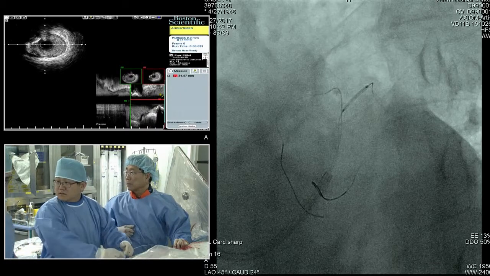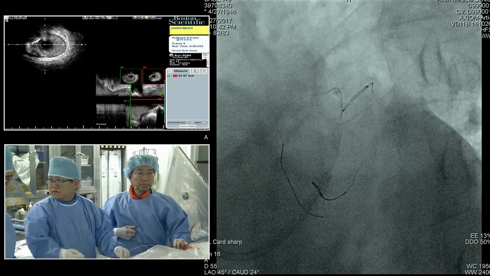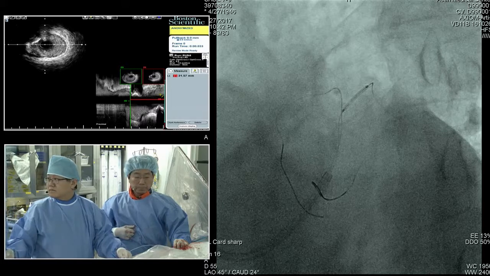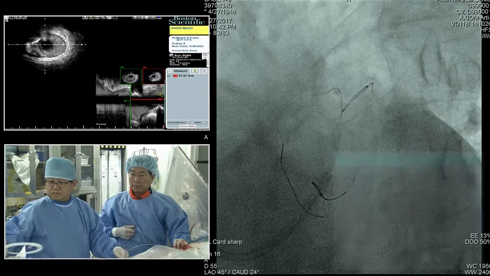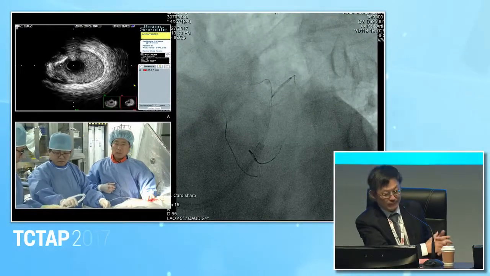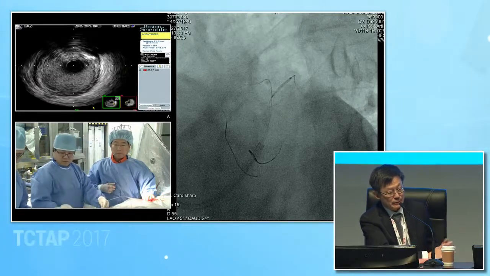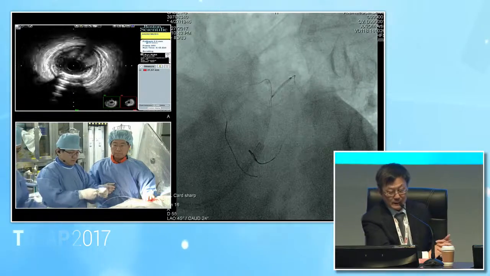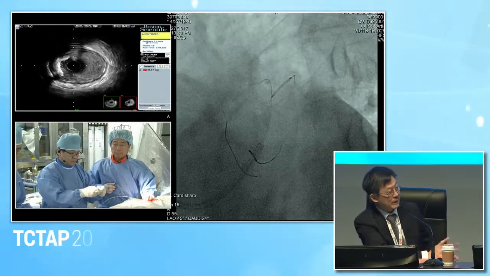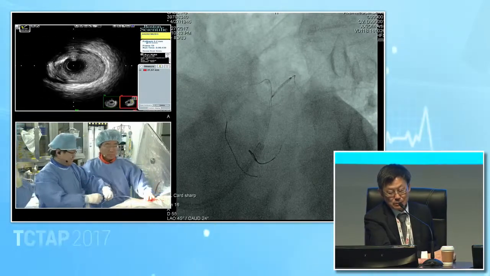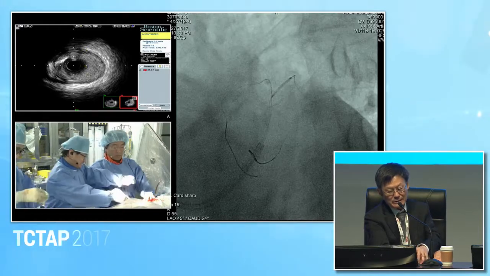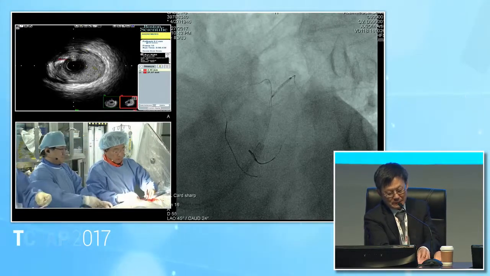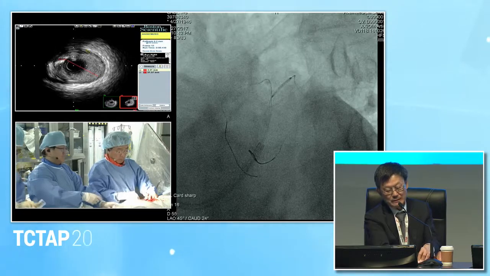Because for me and Dr. Lubo, we are transradial guys. Doing this technique, probably 6 French would be enough for transradial. Maybe we can do 7 French from the radial. But I see you are still continuing to use 8 French from femoral. Right, but I consider a 7 French big guiding should be enough for this kind of technique.